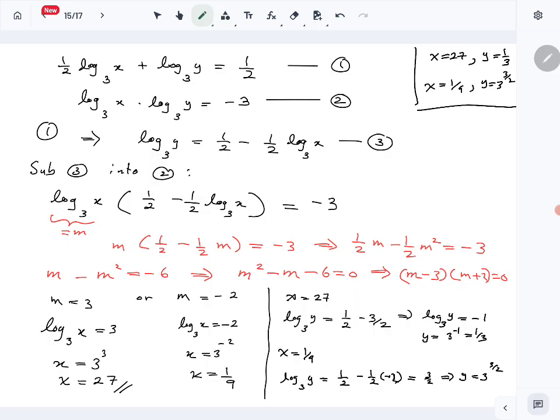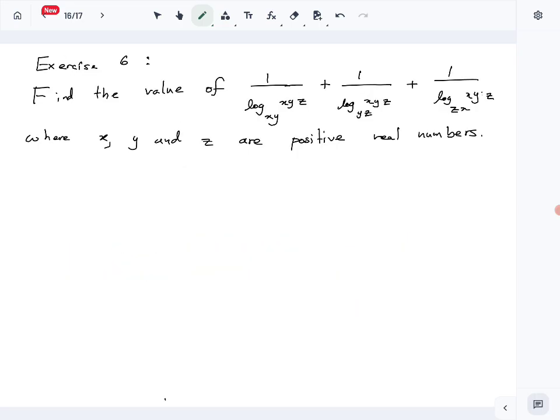So that's the final answer. You get two solutions for this set of simultaneous equations, right? Then we'll do one more exercise, right?